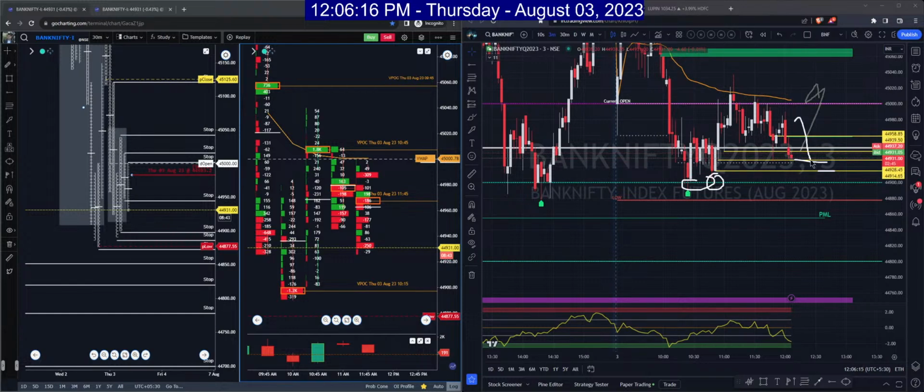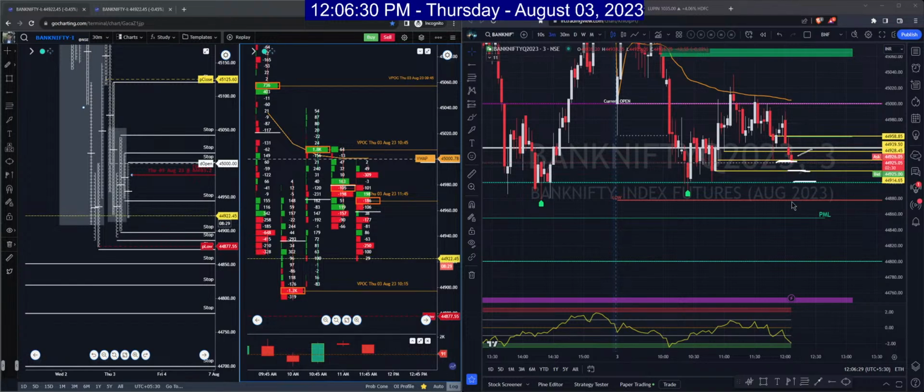Yep, so continuation seen. I was actually looking for a big red bar, but nope, it's not coming, because that will show the hands of sellers. We have continuation, so this is the third bar where I'm seeing continuation. I wanted to break this, go towards this third, fourth level. Yep, it is breaking 44,900. Do we see it coming towards there?